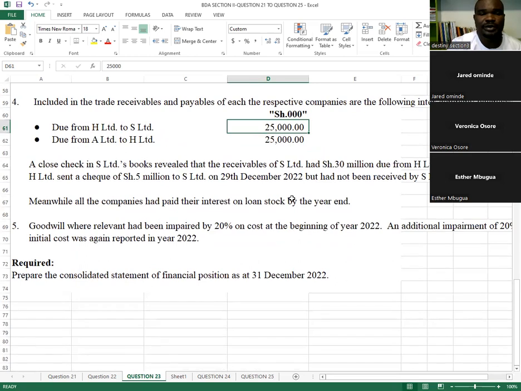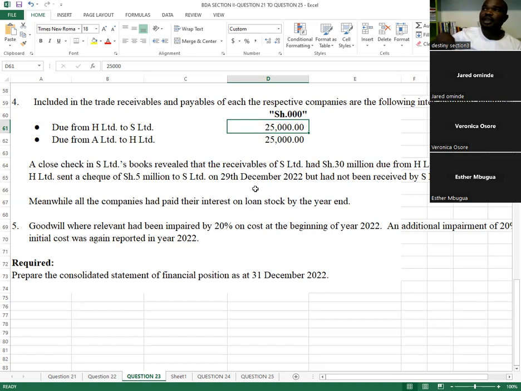Let me use this to explain what I want to say. Check down there. A close check in S's books revealed that the receivable of S had 30 million due from H. In the books of H, the amount is 25. The other side is saying it is 30. It came up because there is a check of 5 million which had been sent. So that 5 million is called cash in transit.